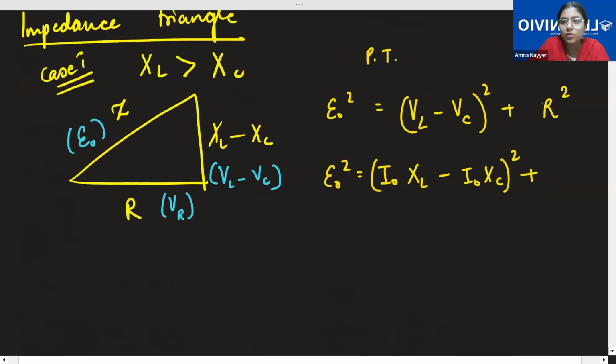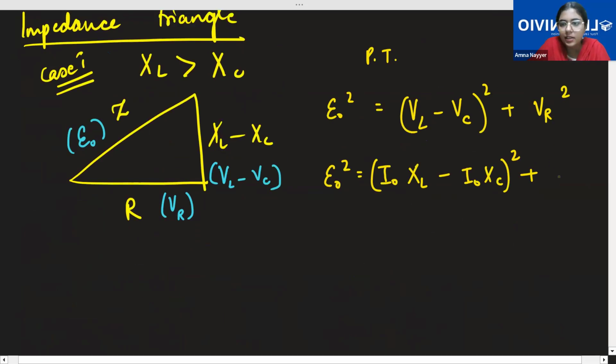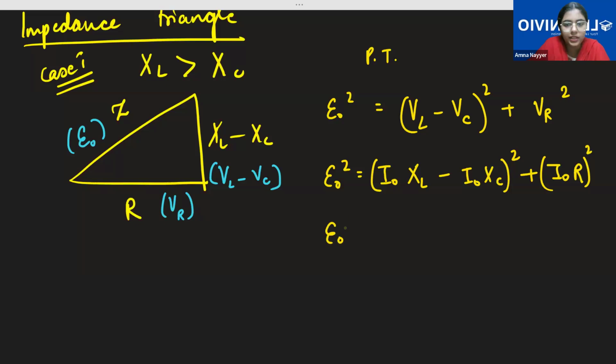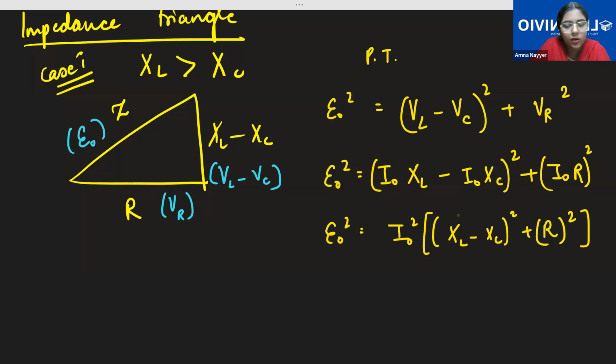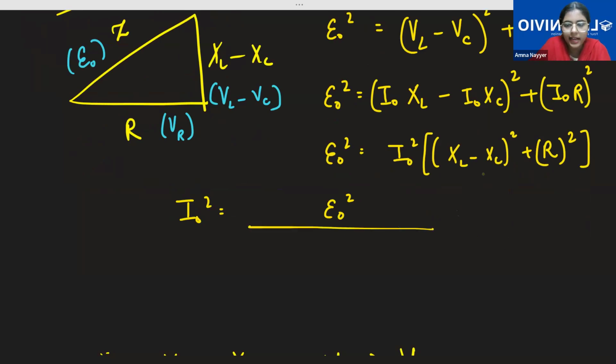Plus the voltage across the resistor, which is VR, that is equal to (I naught into R) whole square. Now we can take I naught square common from all of these. If I naught square is taken common, (XL minus XC) square will be left, and from here R square will be left. This can be written as E naught square divided by this whole term, (XL minus XC) square plus R square.